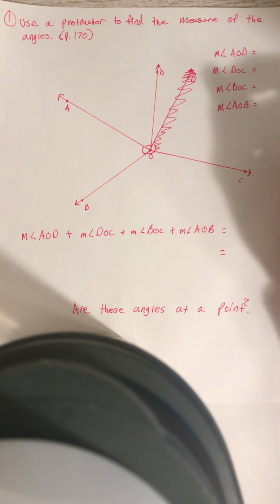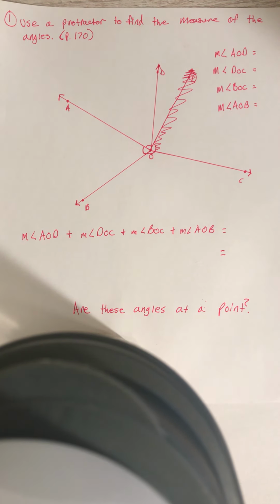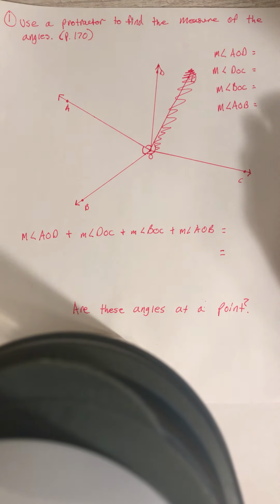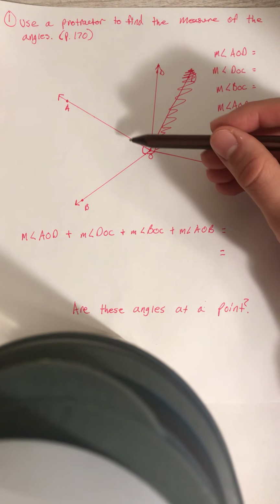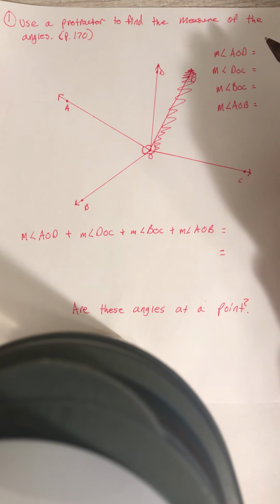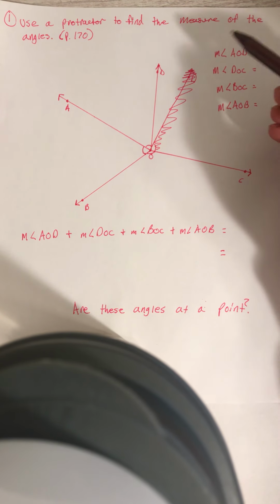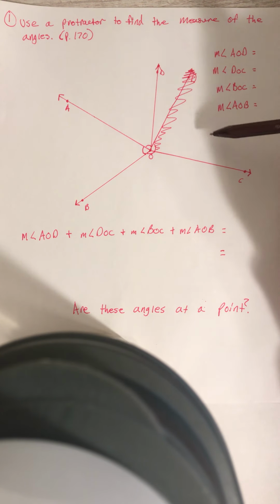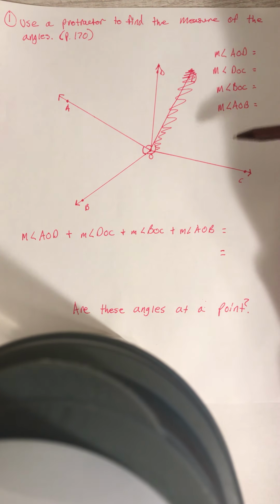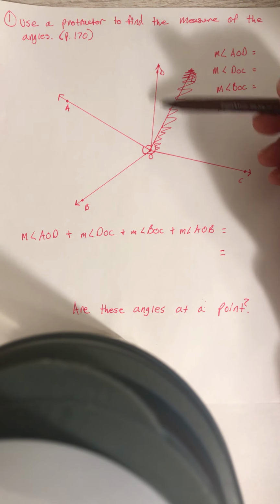Good morning. Today we're going to go over practice problem number 1 in your student workbook, page 170. The question for number 1 says use a protractor to find the measure of the angles. If you notice, our angles here are a little bit different than on 12.1. On 12.1 we had straight lines and we were measuring the angles off of straight lines. In this section we do not have lines, we have rays.